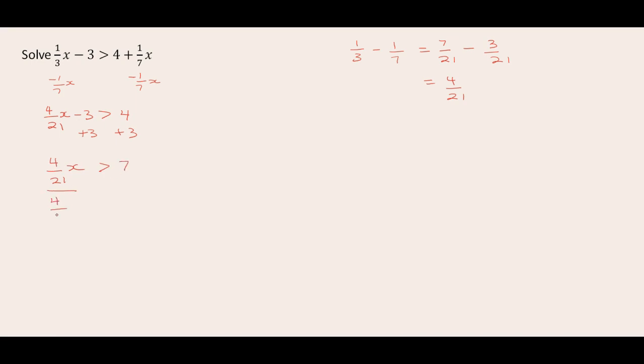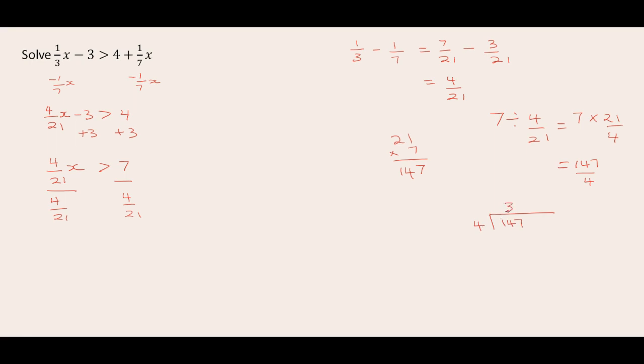Now we divide both sides by 4 over 21. So 7 divided by 4 over 21 is the same as 7 times 21 over 4, which is 21 multiplied by 7. 1 multiplied by 7 is 7. 2 multiplied by 7 is 14. So we have 147 over 4.